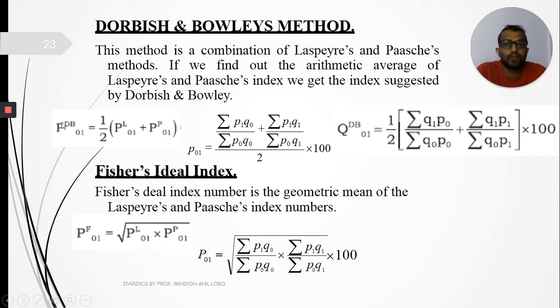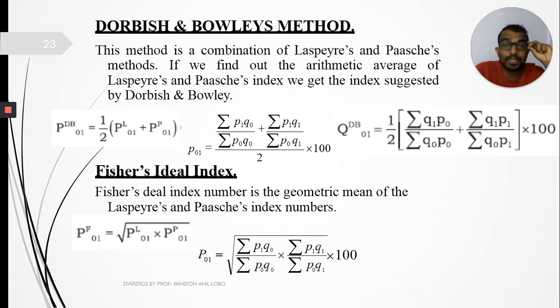index number of Dorbish-Bowley. Next is Fisher's index number, students, and this is called Fisher's ideal index number. Why is it called ideal? I will tell it to you later when we come to the second part of this chapter. As of now, Fisher's ideal index number.